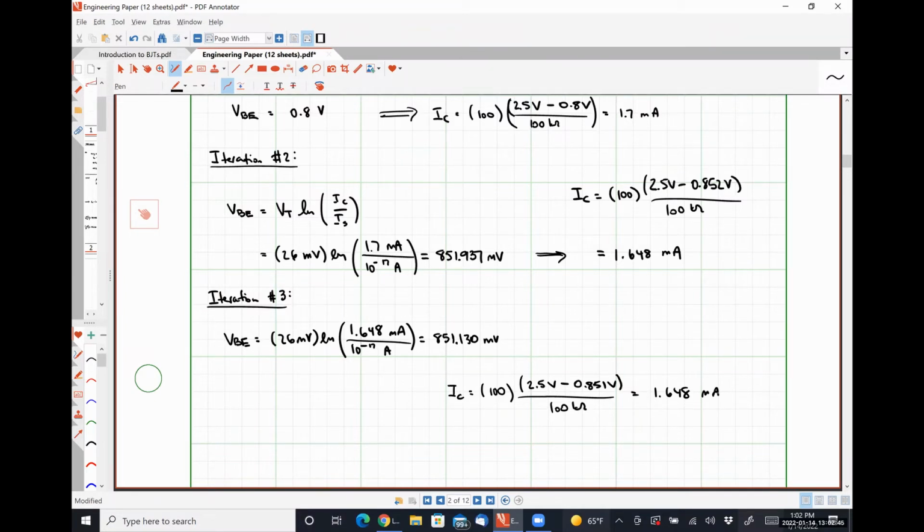Now, I walked you through the iterative procedure because for whatever reason, sometimes your calculator will just tell you there's no solution, but it should be fairly straightforward here.